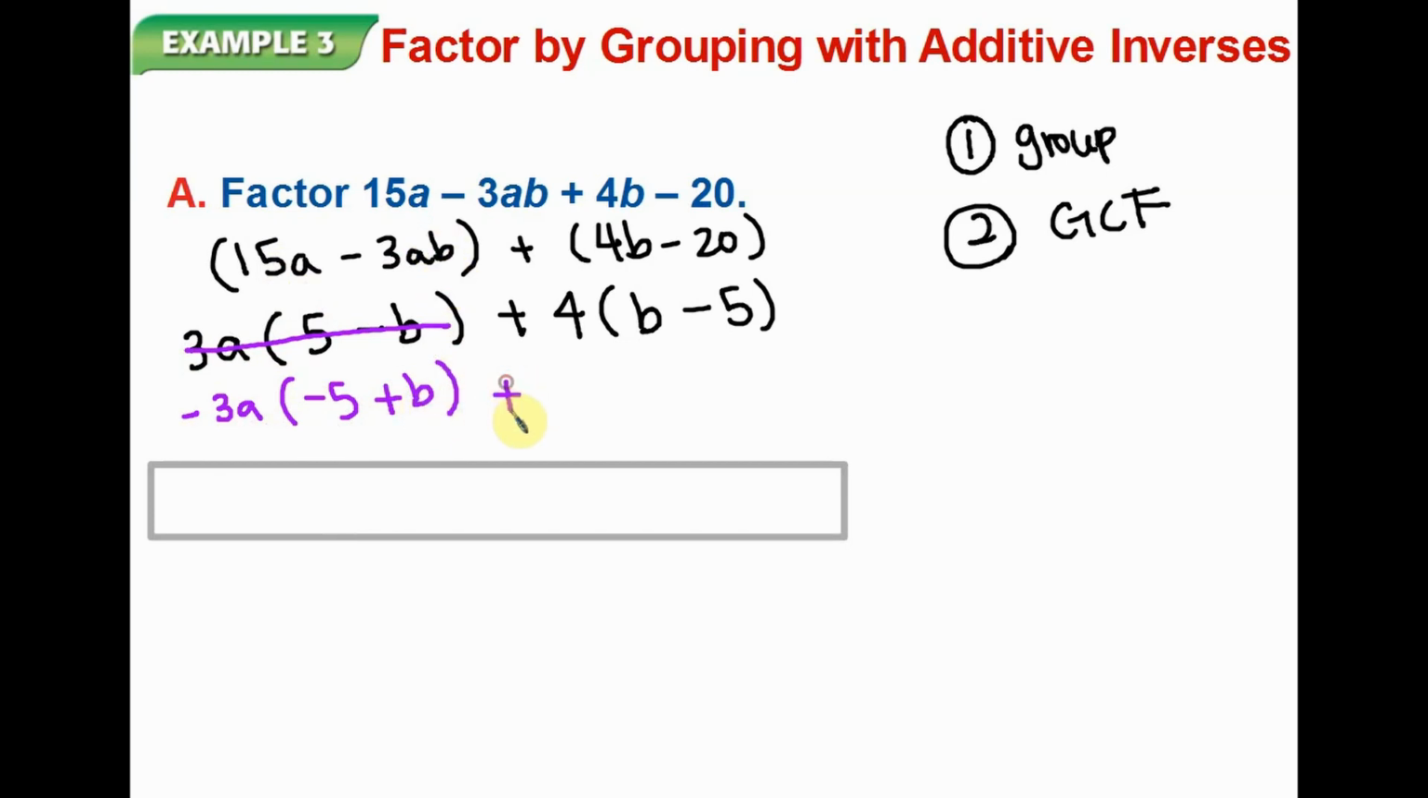Now for the next term, I want it to be identical. So if you just keep the 4 up here, the only thing is this b and negative 5 need to switch the order. For example, what I'm going to do is not just change the number, but if you had 1 minus 3, I could also write negative 3 plus 1 to get the same result.